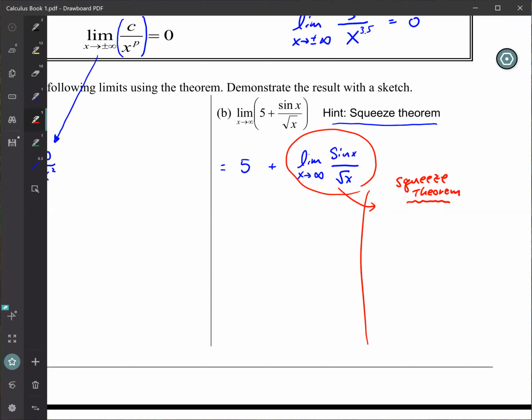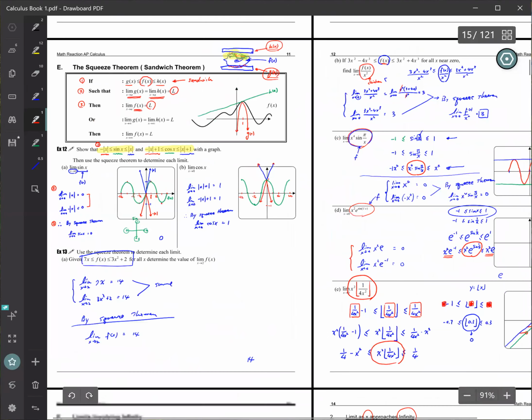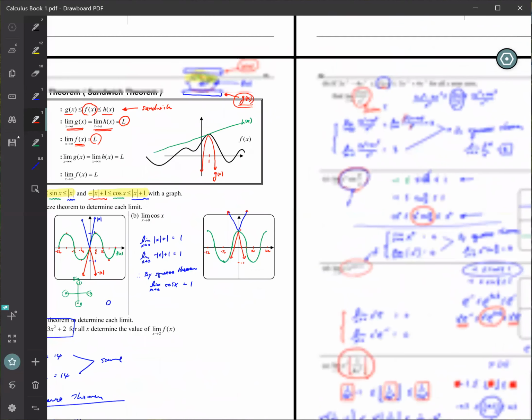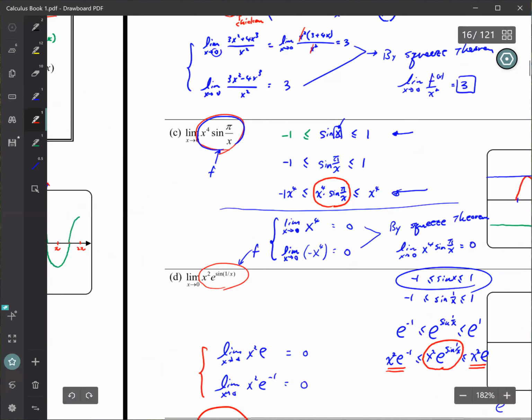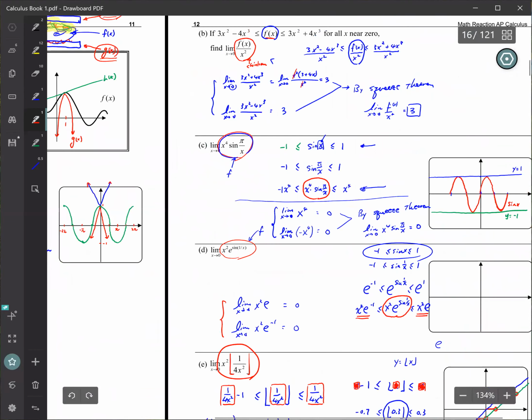If the question approaches 0, then you do approach 0. But here we're approaching infinity. Before, when we approached 0, we used a different way to squeeze. We used absolute value. If you go back to the very beginning of the squeeze theorem, we used absolute value to squeeze it at 0. And for this one, we're approaching infinity, and we use negative 1 and 1 to squeeze it. You can try. You have different ways to squeeze the sine.